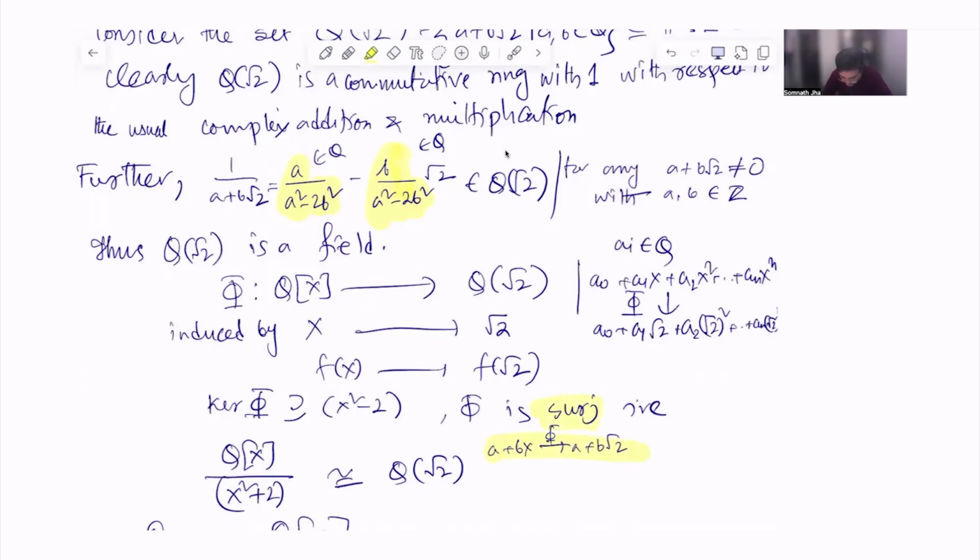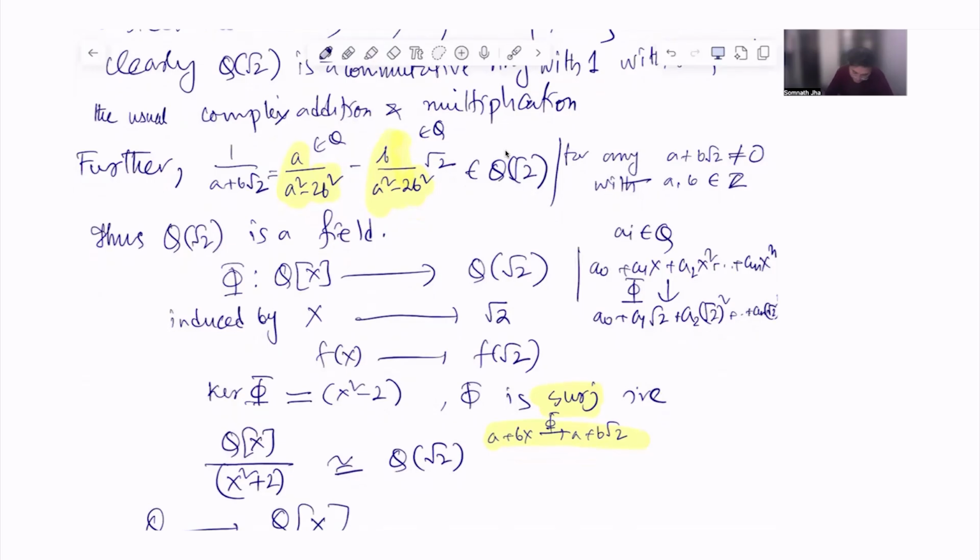And you see, it's easy to check. If you go to Q[x], then if any polynomial goes to 0 under this map phi, then root 2 will be a root of that polynomial. And because it is defined over the rational numbers, you can check minus root 2 will also be a root of it, and then you can check that x squared minus 2 will be a root of it. So the kernel will be exactly equal to this. It's not difficult to check.